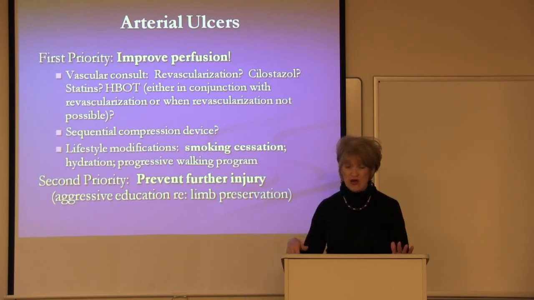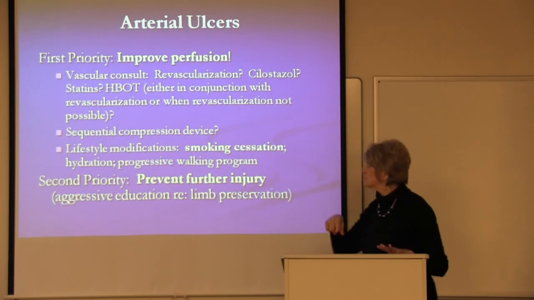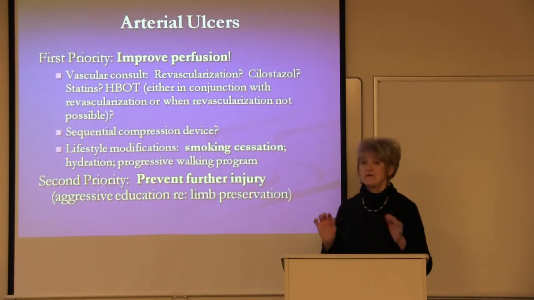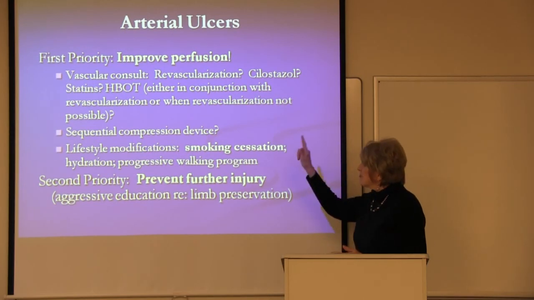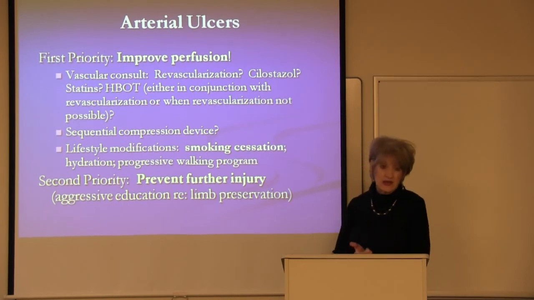I want them to do a workup. I want them to determine, is this patient a candidate for revascularization? Because that's what I'm hoping, is that they can bypass that blocked area of the vessel and improve blood flow. Sometimes they can put in stents and maintain blood flow. That's going to be determined by the vascular surgeon. In addition, the vascular surgeon is going to look at medications that can improve perfusion to the extremities.